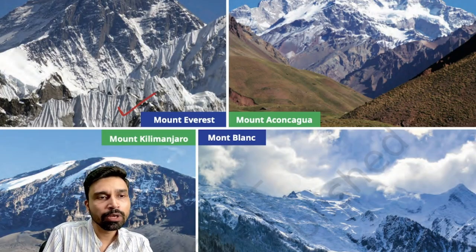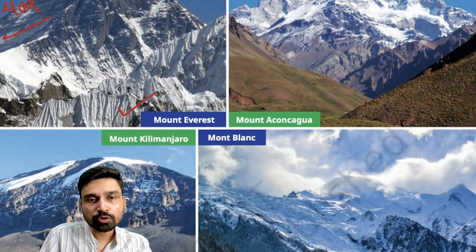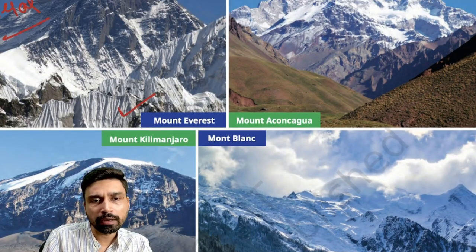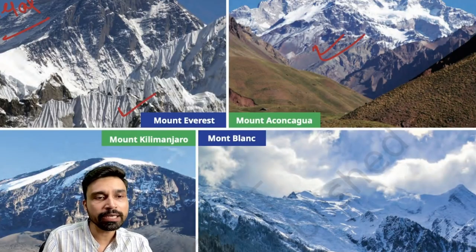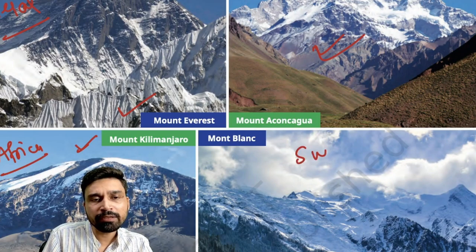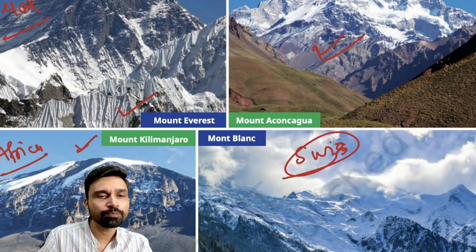For example, we know Mount Everest is a mountain situated in Nepal, and it is also the highest peak of the entire world. Similarly, Mount Aconcagua is the highest peak of South America, located in the Andes Mountains. Mount Kilimanjaro is the highest peak of the African continent. Mont Blanc is a very famous peak in the Switzerland of Europe.